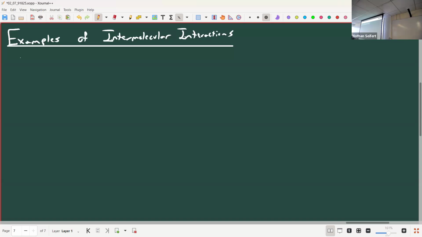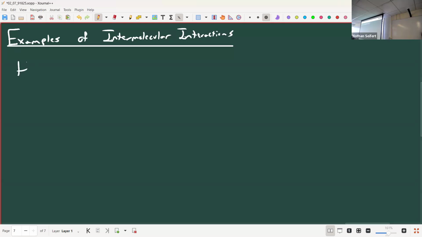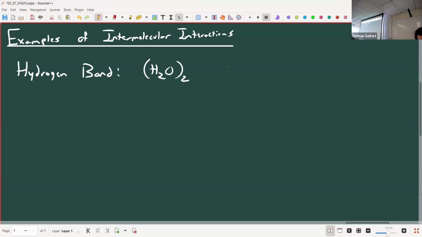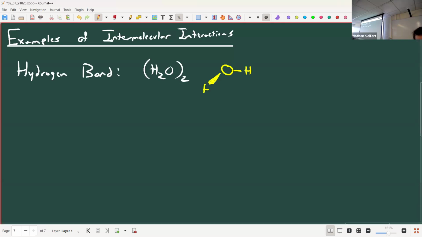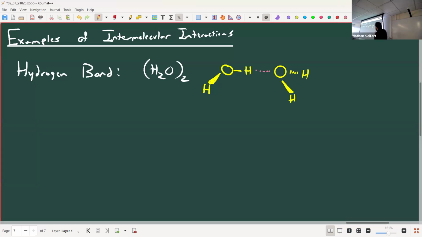Okay, so let's just look at, for instance, the water dimer. Right, this is what we call a hydrogen bond. The classic hydrogen bond is the dimer of water, right? And it has a nice structure. This is what the water dimer looks like. Yeah, the hydrogen bond is this connection right here.